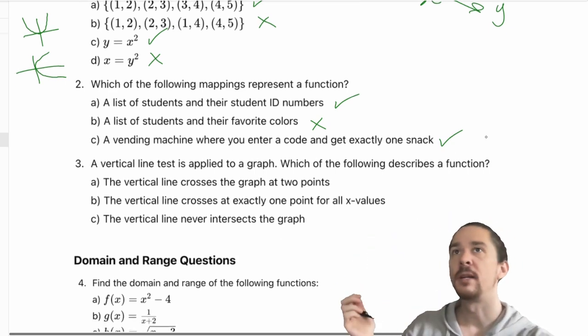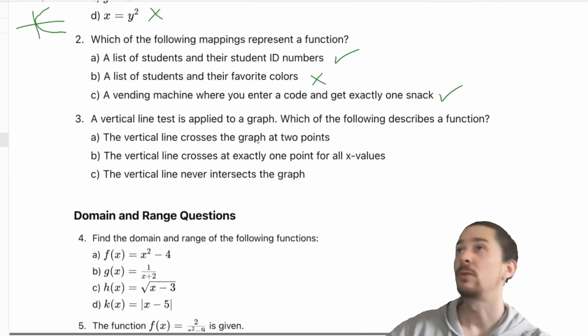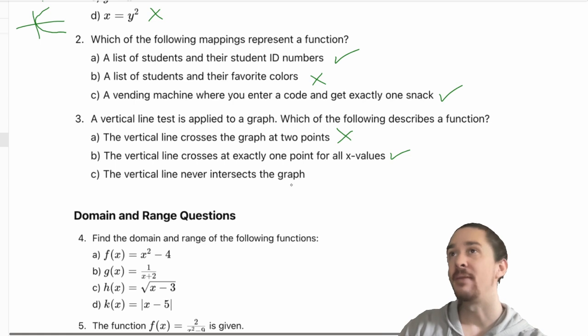A vertical line test is applied to a graph. Which of the following describes a function? Well, the vertical line cannot cross the graph at 2 points if it is a function. The vertical line crosses at exactly 1 point for all x values. This would be a function. The vertical line never intersects the graph. That is possible for a function.